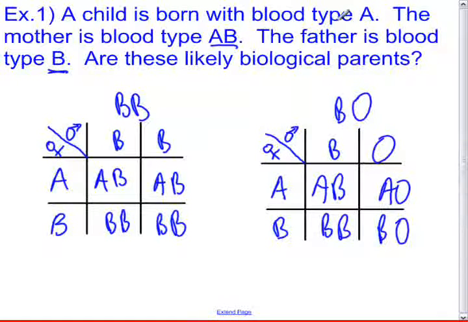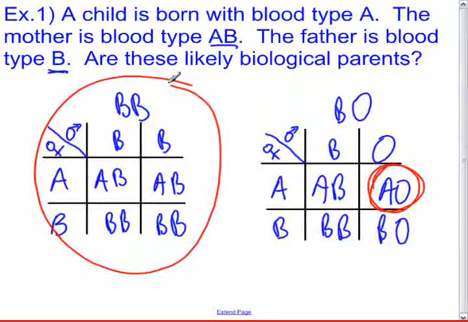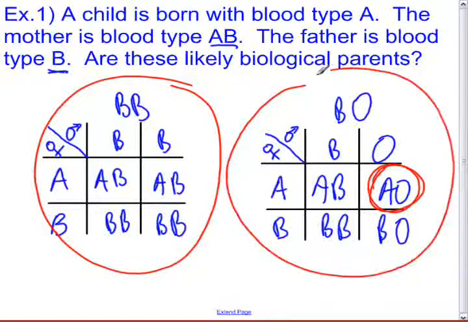Now it says in the question the child is born with blood type A. There is a possible blood type A here. There is none if the father is type B homozygous, but there is one possibility if the father is type B heterozygous. And so, although these biological parents may not be likely, there's a 1 out of 8 chance of all these possibilities, we can say that it is consistent. There is nothing that we can do to rule out the father as a biological contributor.